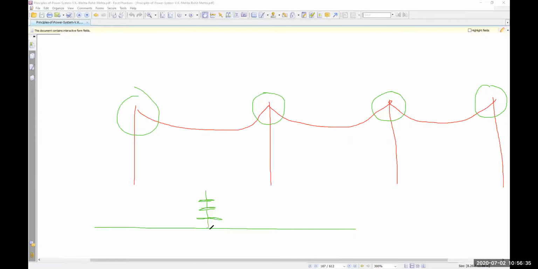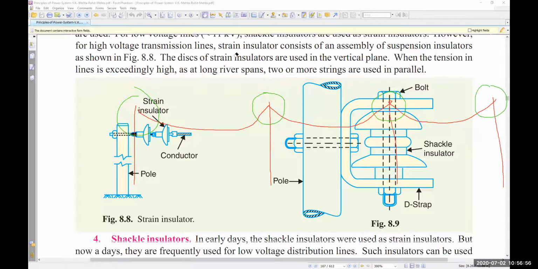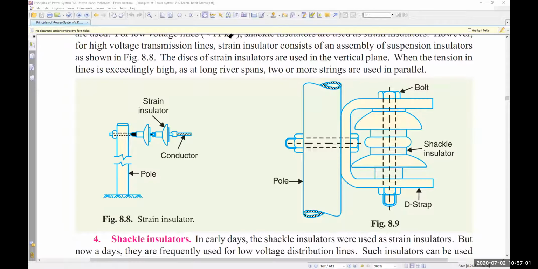The suspension type insulator will just hold the conductor, right, like this. What will happen if there is only one portion there, that means it is the start or the end of the conductor? That time you have to use the strain type insulator at the corner. Then let's say this is a tower, this is a pole. You have to use one more strain type insulator here, strain type.